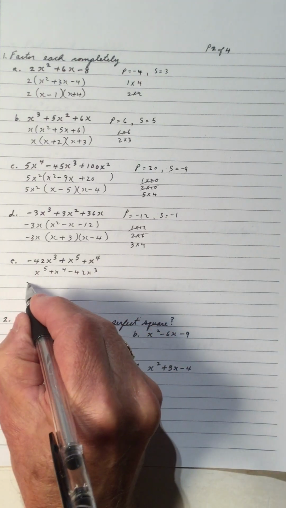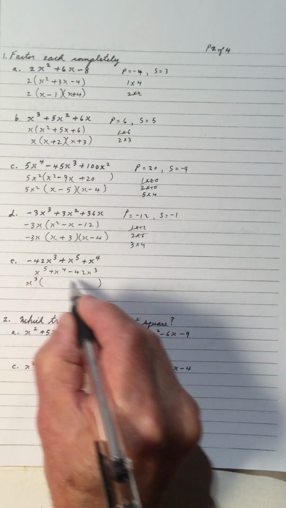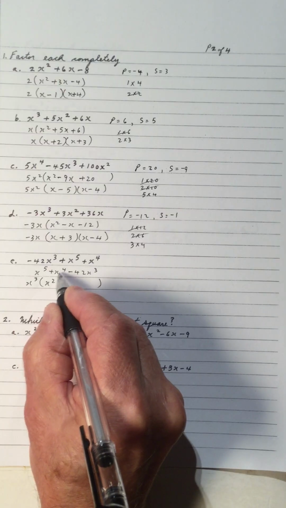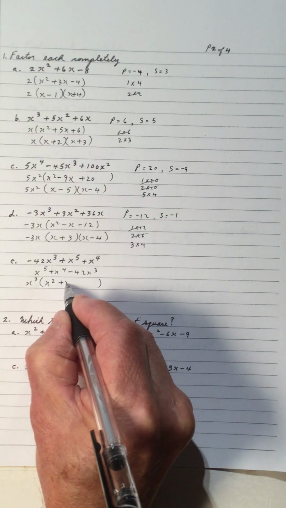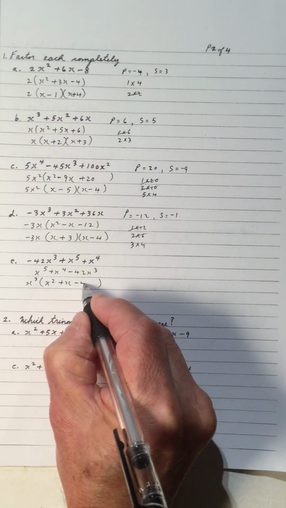So x is common, but we take the smaller exponent, which is 3. So take it out. x to the 5 divided by x cubed is x squared. x to the 4 divided by x cubed is plus x. Negative 42x cubed divided by x cubed is negative 42.